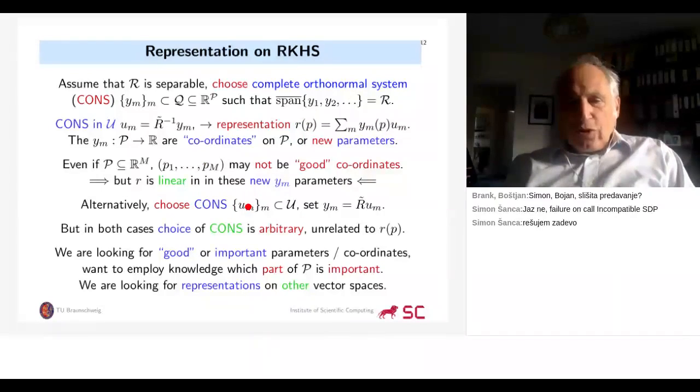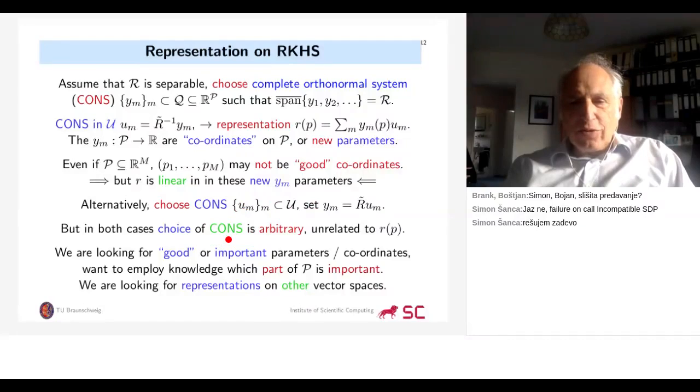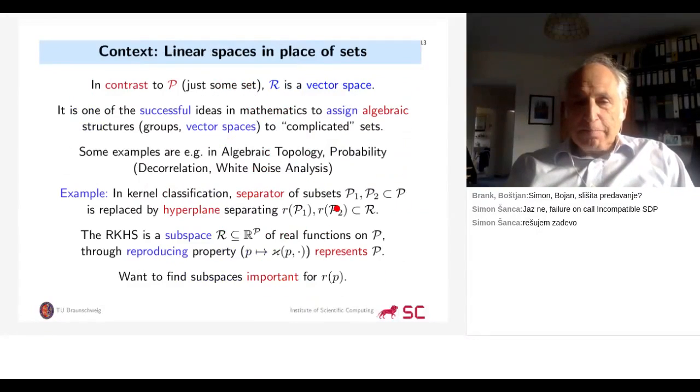Alternatively, of course, we can choose a complete orthonormal system in U and then push it over to the space R or Q. But the problem in both cases is that it's arbitrary which complete orthonormal system I choose, so it's not really adapted to our mapping, so it's not really good. We're looking for good or important parameters. We don't want too many. I don't want this M to run in the millions or something like that. 10 or so is much nicer. So we're looking at representations in other vector spaces.